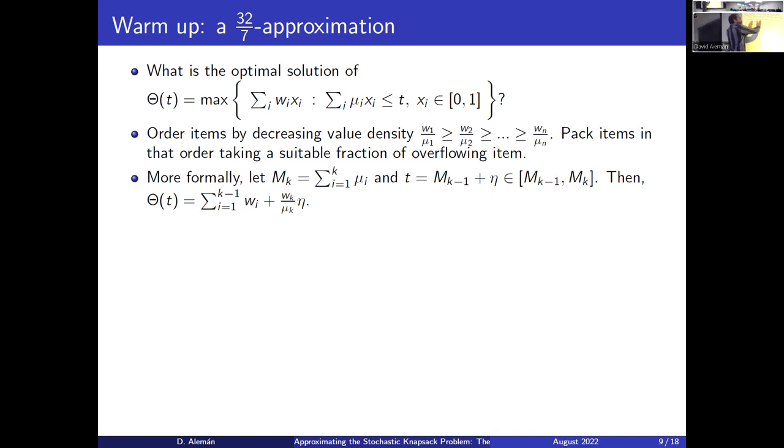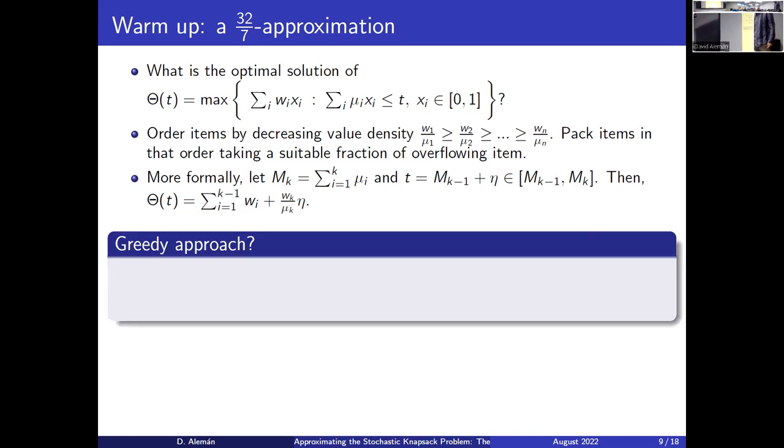So we insert all the first K minus one items completely, and we insert the fraction implied there for the overflowing item. So one question that arises is, okay, what if we tried a greedy approach? What if we just compute that greedy ordering and start trying to attempt to insert the items in that particular order? Would that be any good? That will not be good, not even in the deterministic case.